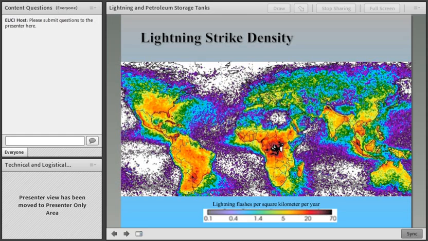There's also heavy lightning activity in northern South America, and the most lightning active place in Africa is sub-Saharan Central Africa, the country of Nigeria and the neighboring countries here. And the most lightning active area in Asia is Singapore and Malaysia, down around here.